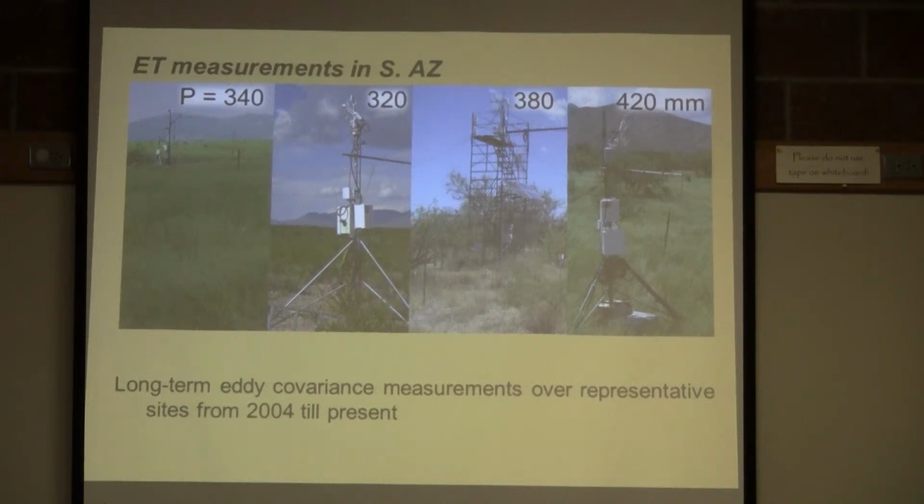Here's the Lucky Hills shrubland. It's a kind of Chihuahuan desert scrub type vegetation. This is in the Santa Rita Experimental Range. That's the mesquite savanna. And this is a grassland in the upper end of the Santa Rita Experimental Range. So what did the eddy covariance measurements from these different sites tell us?